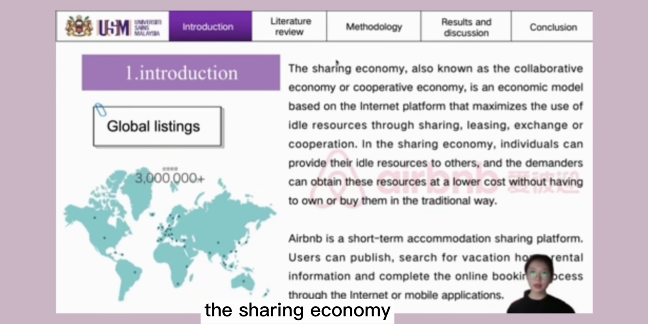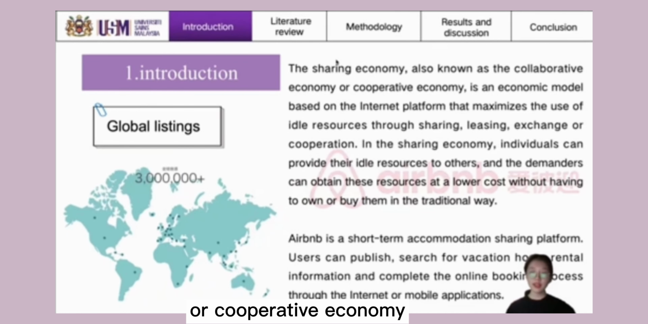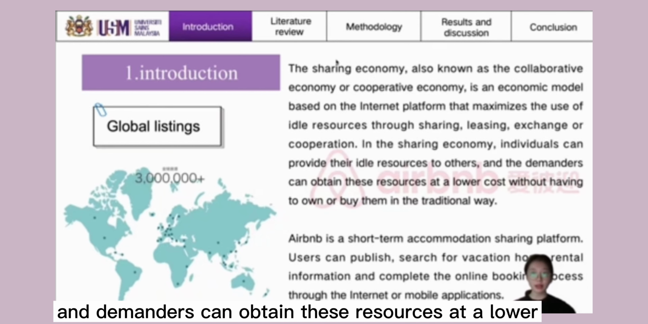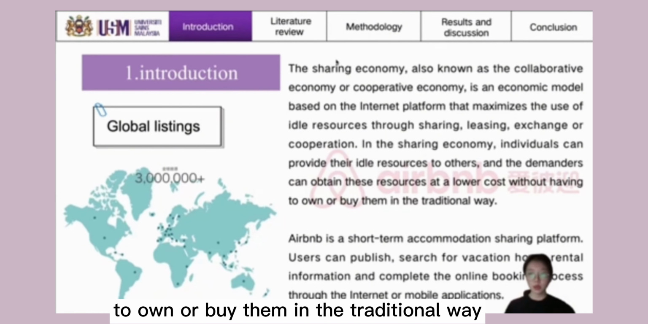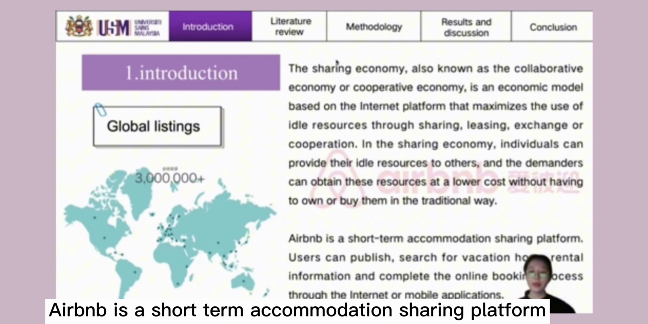The sharing economy, also known as the collaborative economy or cooperative economy, is an economic model. Individuals can provide their idle resources to others, and the demanders can obtain these resources at a lower cost without having to own or buy them in the traditional way. Our example is Airbnb. I think everyone knows it. It is very famous around the world. Airbnb is a short-term accommodation sharing platform.